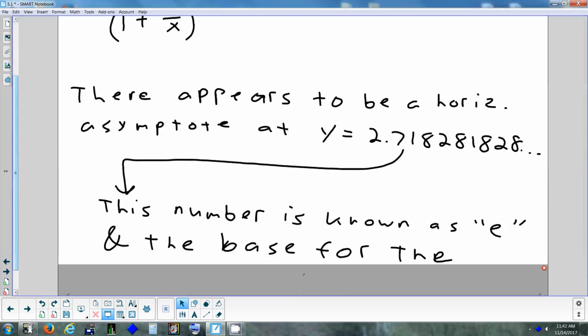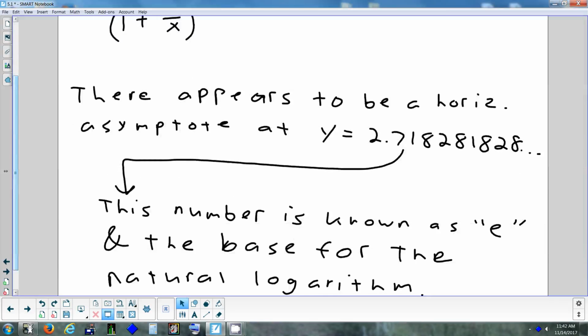So the reason I'm showing it to you is because tomorrow, when we study logarithms, there are two logarithms that have special bases. This is one of them. And the special base is E. And that's called the natural logarithm. Other than that, that's all I'm going to say about E today. But I just wanted you to see that when you graph that function, you get a horizontal asymptote at a number we're going to study more tomorrow.